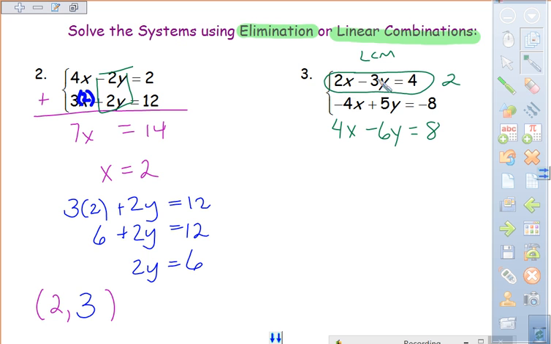So this top equation has now been doubled on each of the terms. And now we have opposites in our x's, so when we add them, they will eliminate. Negative 4 and 4 eliminate. 5 minus 6 is negative 1y, and negative 8 and 8 make 0. Divide by negative 1, and y is equal to 0.